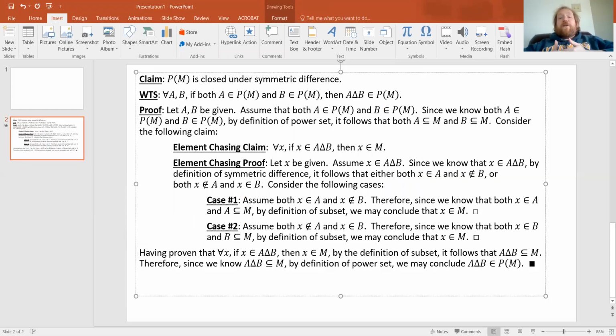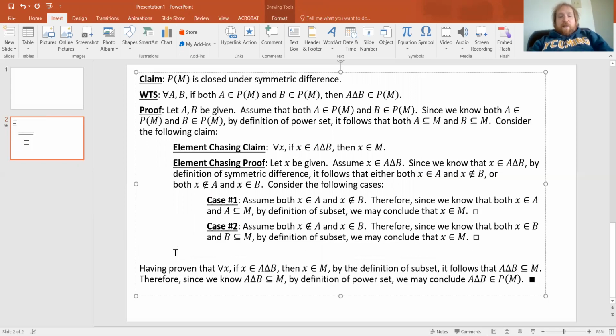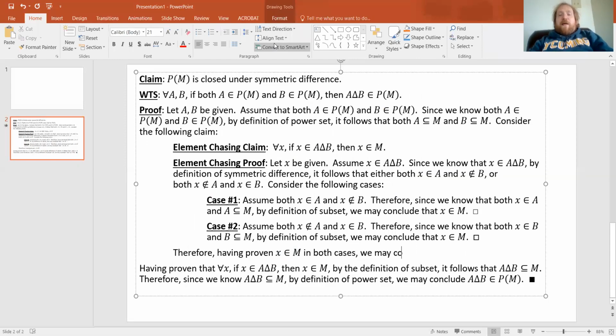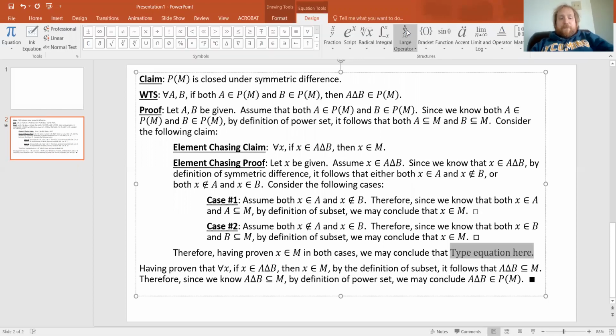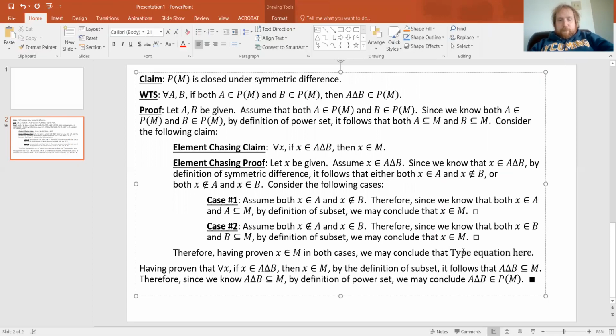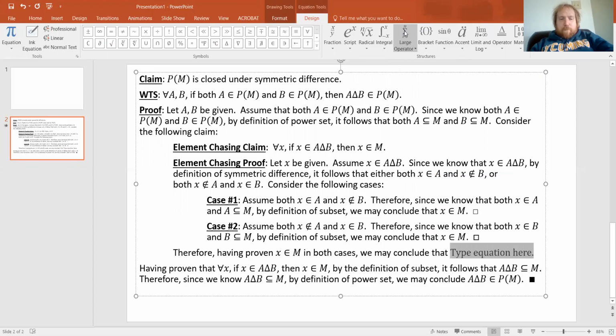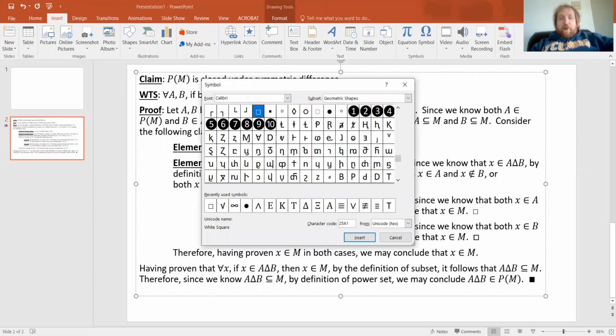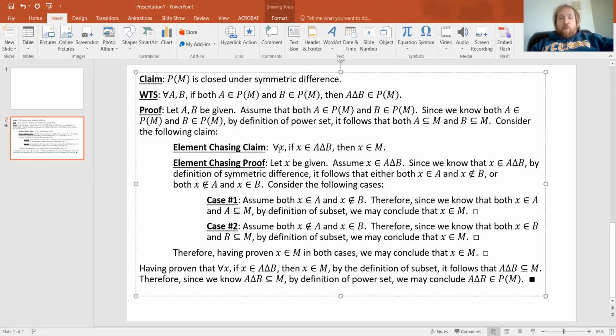Okay, so you see in either of these two cases, we have argued that x is a member of M. So now let's just end the cases by saying, therefore, having proven x is a member of M in both cases, we may conclude that x is a member of M. Now, I believe that finishes the element chasing proof, because we let x be given, we assumed that x was a member of A symmetric difference B, we assumed the if part, and we have concluded the then part that x is a member of M.